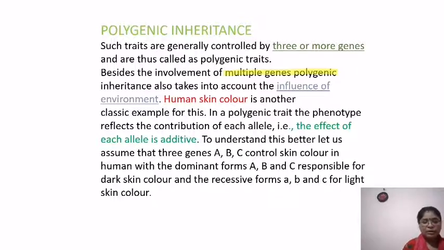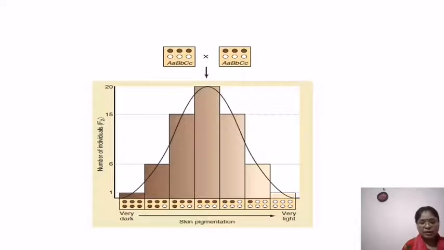So you can see here human skin color is another classical example, and the effect of each allele is additive. To understand this, let us take three genes A, B, C. If suppose an individual, now in this diagram it is shown very nicely, you can see here it is showing very dark skin color. Why? Because all of them are what? All are dominant genes. They have A, B, and C all dominant. Now if it is very light, then the gene composition is what? It is small a, small b, small c.